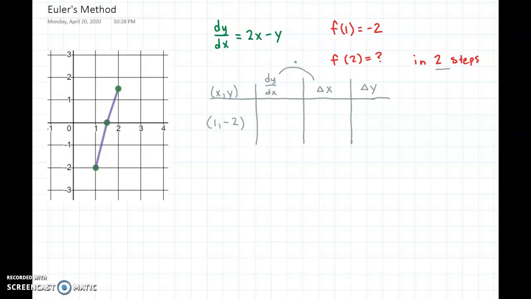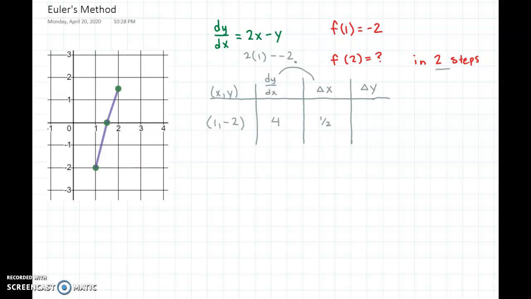Given that this is our differential equation, our slope would be 2 times 1 minus negative 2. So our slope becomes 4 just at that point, not everywhere on the curve, but at that particular point we have a slope of 4. We're taking 2 steps to get from x equals 1 to x equals 2. That means each step is going to be a half wide.